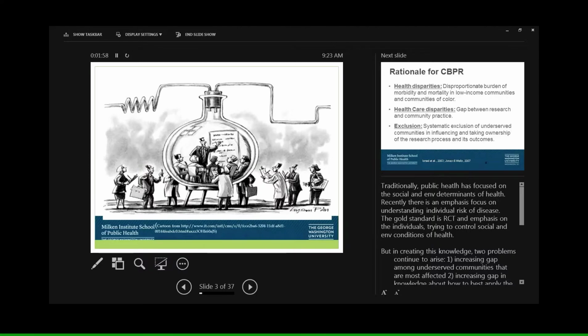So to give an overview on what CVPR is and why we do CVPR. Traditionally in public health, we've been interested in looking at the social and ecological determinants, societal determinants of health. There's also an emphasis on randomized controlled trials, which are considered the gold standard to identify the individual risk factors of different health conditions or diseases, morbidity and mortality.